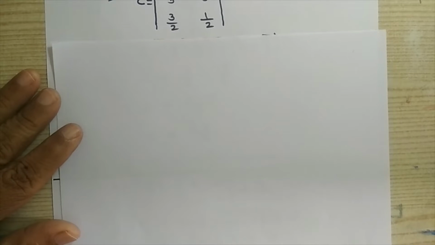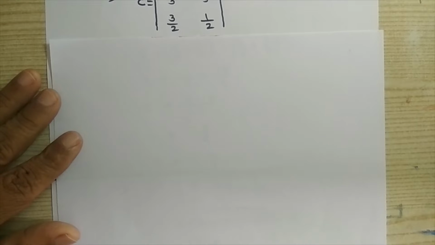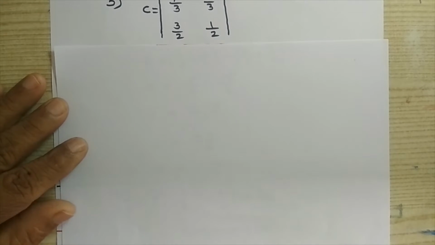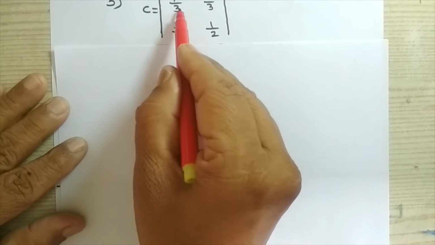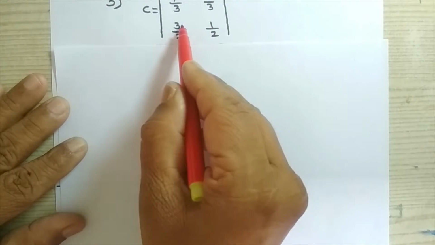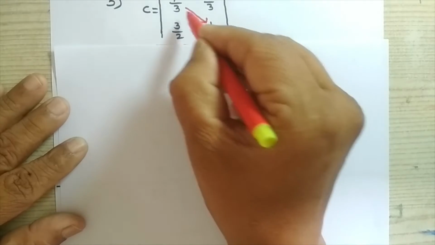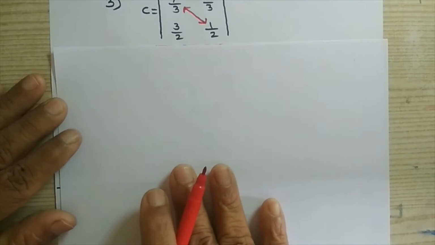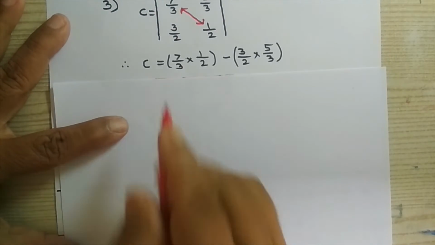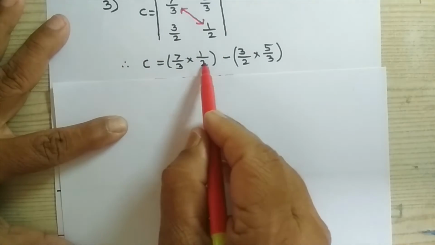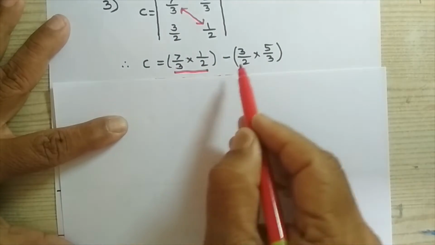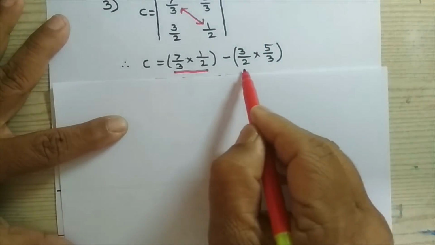Another example now we have to take here. Different types of examples are here. See here, fractional determinant. C is equal to 7 upon 3, 5 upon 3, 3 upon 2, 1 upon 2. We have to do cross multiplication first. See here, C is equal to 7 upon 3 into 1 upon 3. This cross first, minus the remaining one.